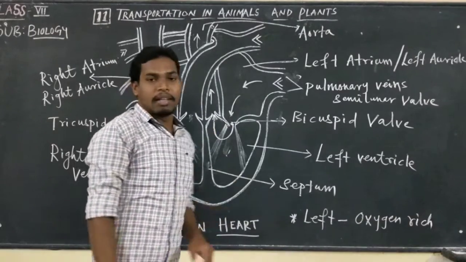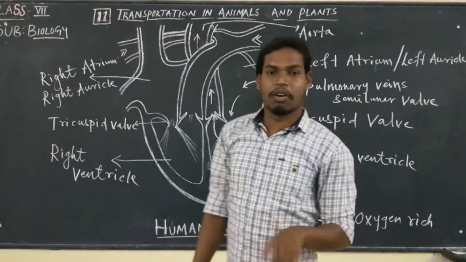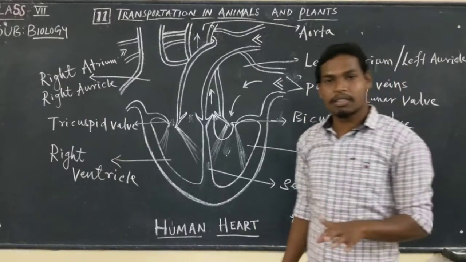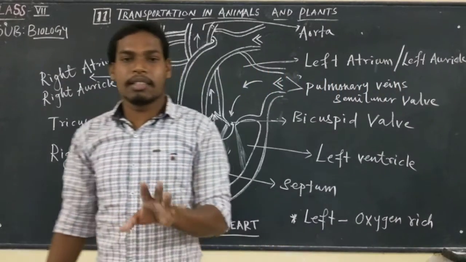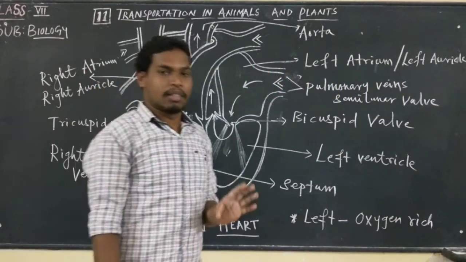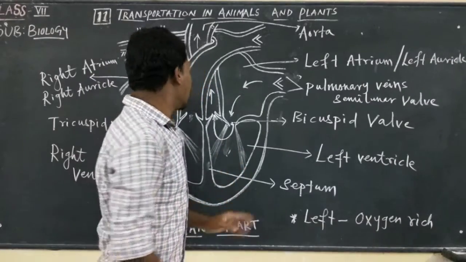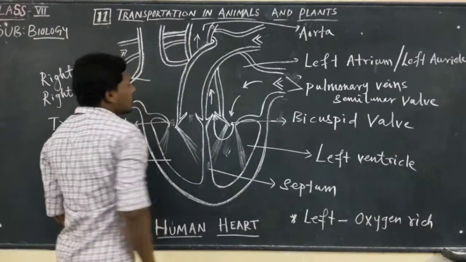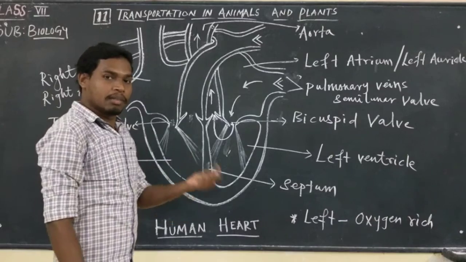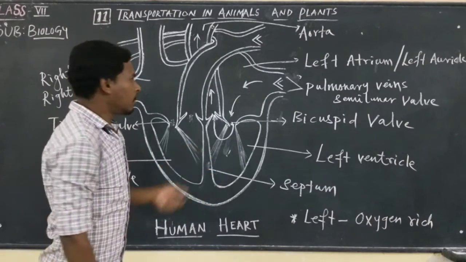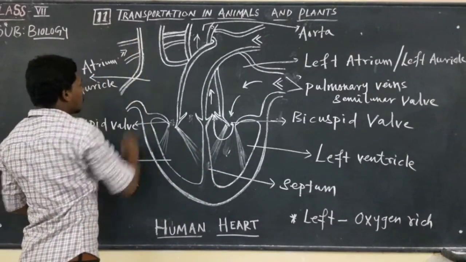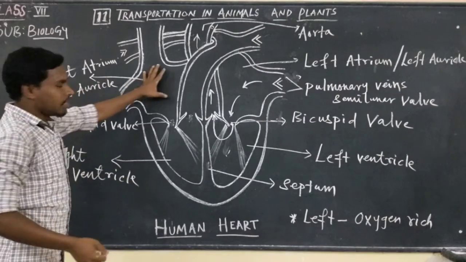Now the oxygen is utilized in the body, and the blood will become what? Deficient in oxygen. That means the blood is now filled with carbon dioxide. The blood is rich in carbon dioxide. Now the blood rich in carbon dioxide is again brought into the right atrium.